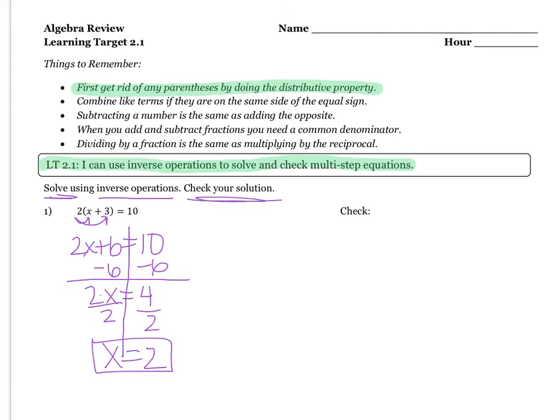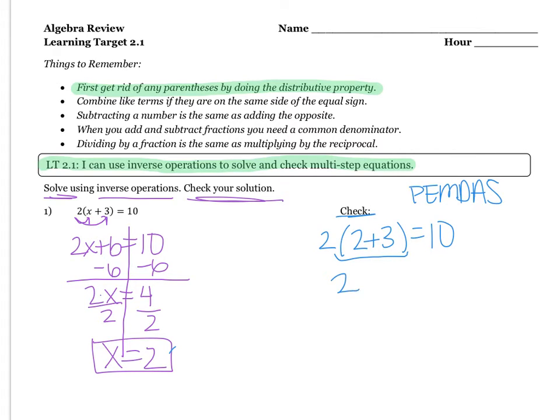Now it says also to check your solution. So what you do is wherever you see an x, you plug that 2 back in. So I've got 2 times 2 plus 3 is equal to 10, and I'm proving that that's true. With these check problems, you always want to do PEMDAS or GEMDAS for evaluating. So I want to do parentheses first. I get 2 times 5 equals 10. Is that true? Well, 2 times 5 is 10, so it is true. So it works, and you can put a check mark there.